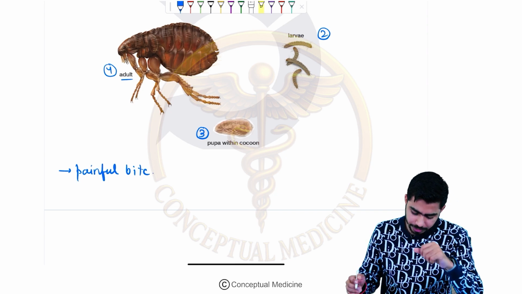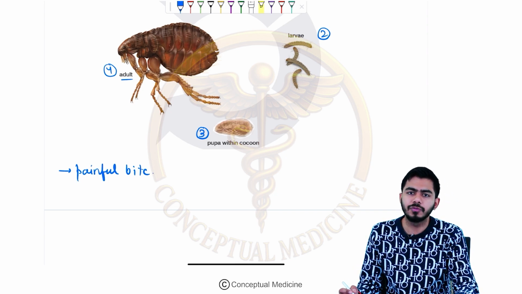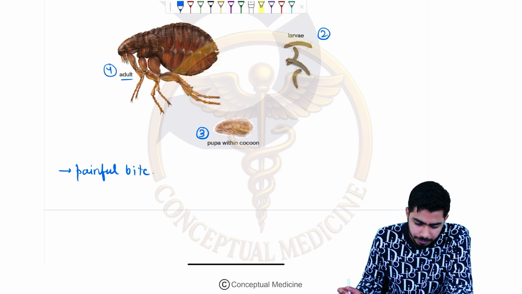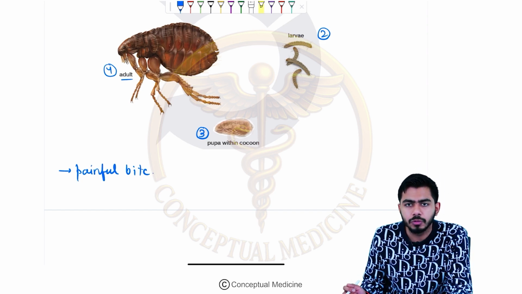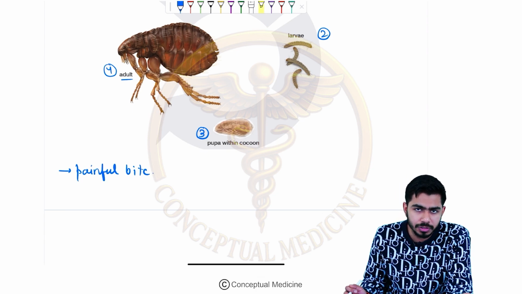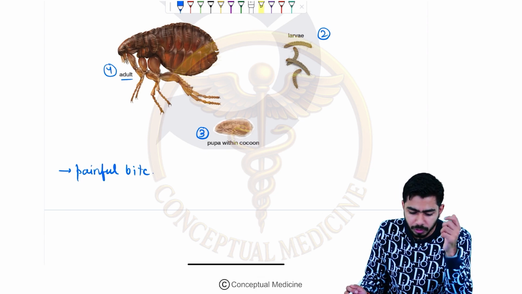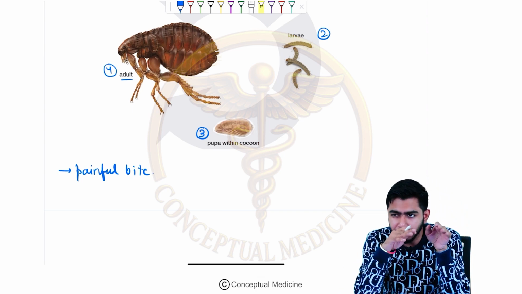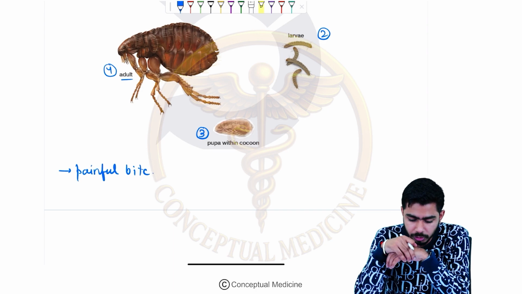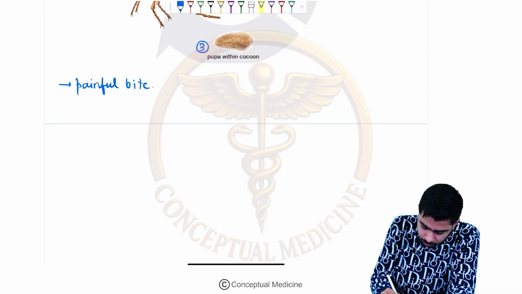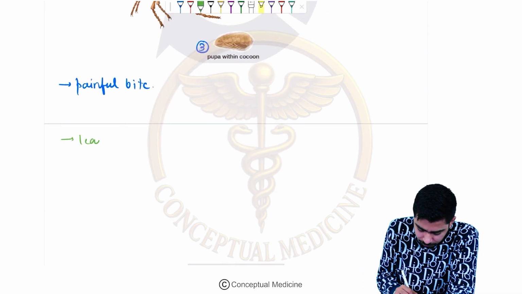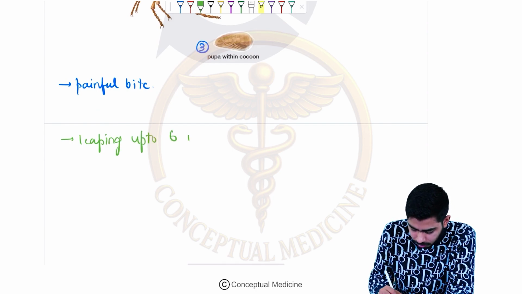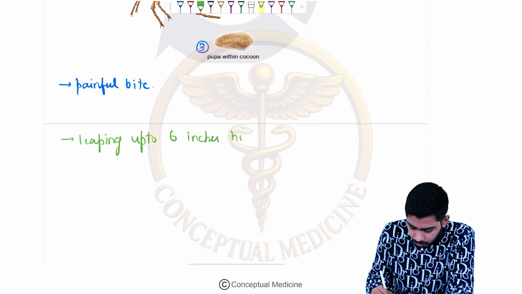Okay, so over here guys, if the flea will be biting the human, then this will be a painful bite, right? Can they fly? I told you there are no wings. So obviously if there are no wings, they cannot fly, right? So if they are not flying, then how are they moving from one place to another? Usually they are leaping up to 6 inches horizontally. They are not flying actually, they are just leaping on the ground, up to 6 inches horizontally.